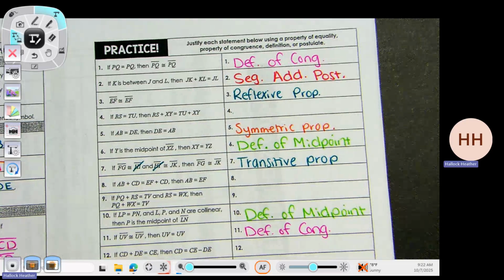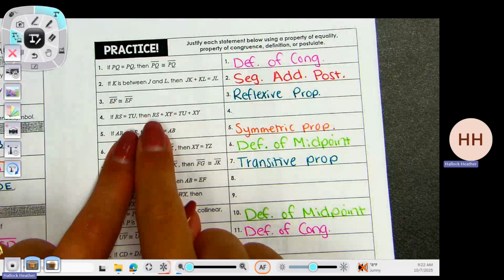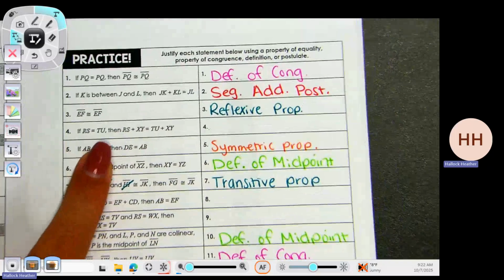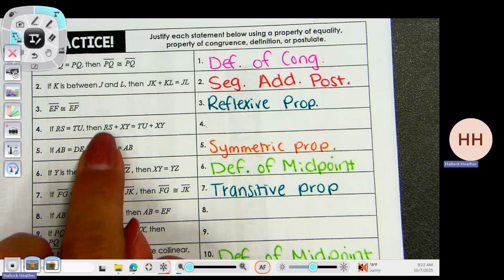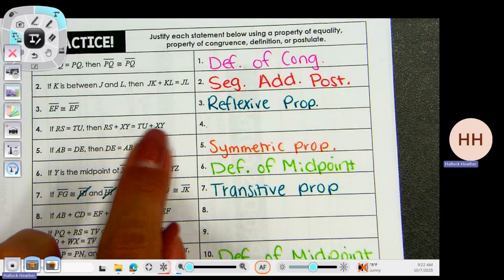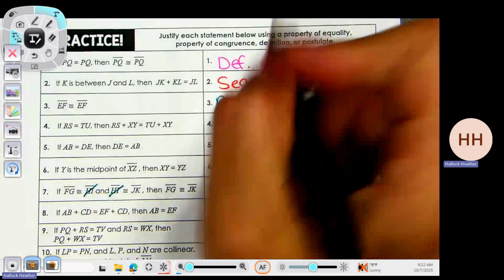The ones that are still blank are a review from yesterday. We have not talked about distributive property, substitution, or addition, subtraction, multiplication, and division. So those are our last options. Let's go through number 4. We're just going to fill these in from what we know from yesterday. 4 says if RS equals TU, so we're starting with this, then RS plus XY equals TU plus XY. Addition, because it's adding to both sides. So that's addition.